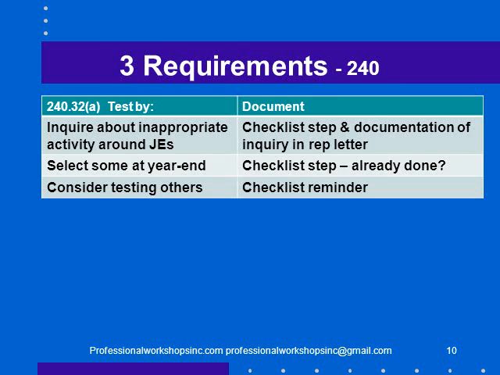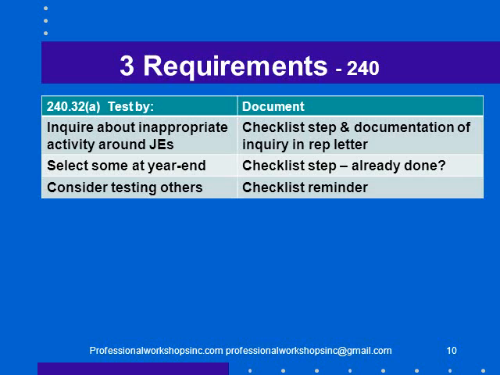So what are the requirements in 240? Well, there are three. We are to inquire of management about inappropriate activity around journal entries. So our documentation presumably would be, we should have a checklist step that says, remember to do that, and we would inquire. And then presumably in the representation letter, we will document the response to that inquiry, where management tells us that they are not aware of any inappropriate activity around journal entries, and that documentation implicitly documents that we inquired.